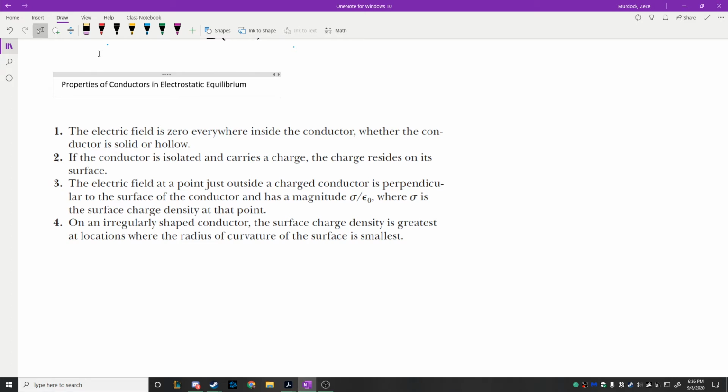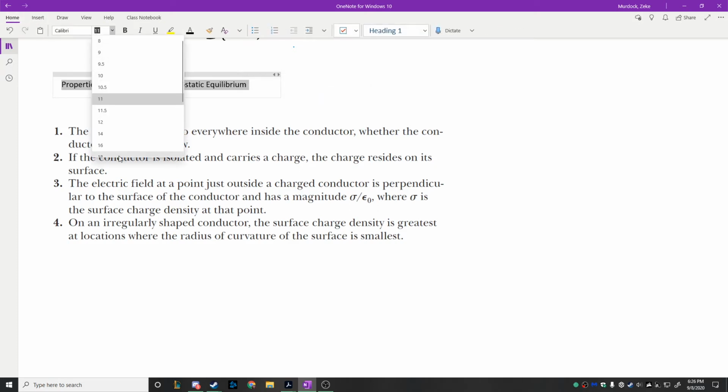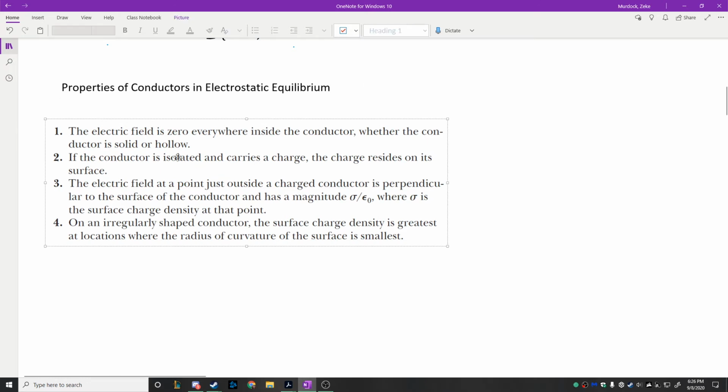And they're useful for solving certain types of problems. All right. Let me make this a little bit bigger here. All right. So these are the 4 properties. Let's read through each of these, and we'll go through them one by one and prove each one of them.